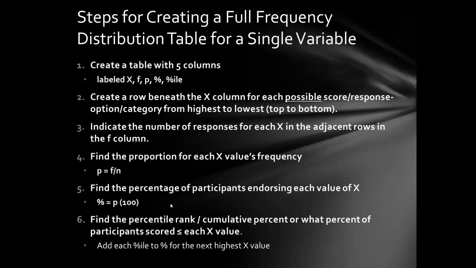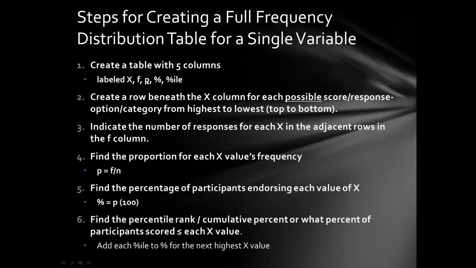So here are the steps for creating a full frequency distribution table for a single variable. So this full frequency distribution table not only includes all the possible range of scores in your data set, how many times those scores appear in your data set, but it also gives you what proportion of the data set have this specific score, then turns that into a percent, and then uses that percent to calculate percentiles. So I'll go through each of these steps with an example here in a second. But first, you will create a table with these 5 columns.